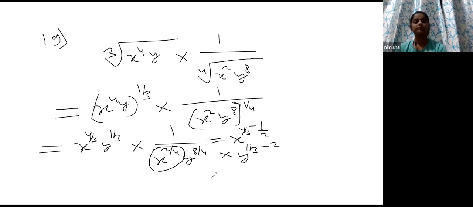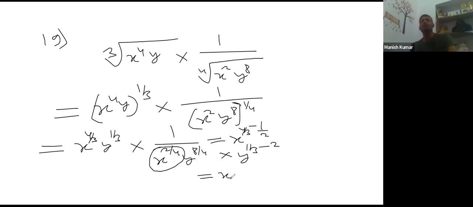Yes. Equal to x to the power 4 by 3 minus half. We can take LCM as 6. 3 2s are means 8 minus 2 3s are means 3. And y to the power what? 3 LCM. We can write it as what? 1 minus 6. That is minus 5 by 3. Or it is equal to x to the power 8 minus 3 is 5, 5 by 6, and divided by y to the power 5 by 3. Or you can write y to the power minus 5 by 3. What are the options given?